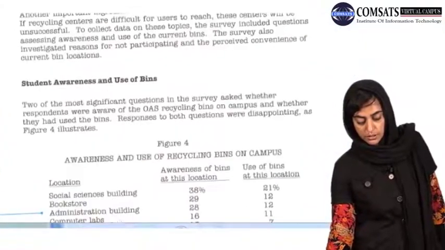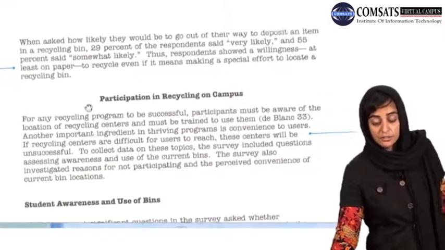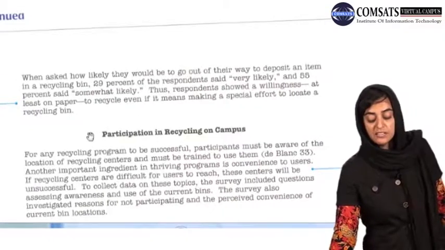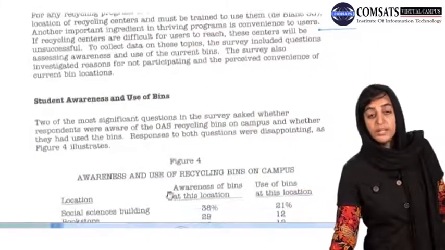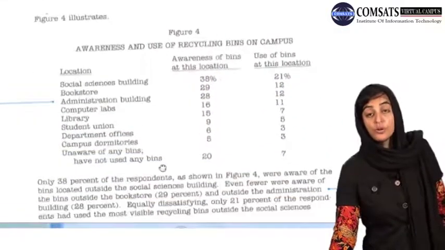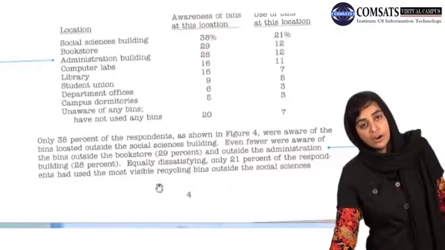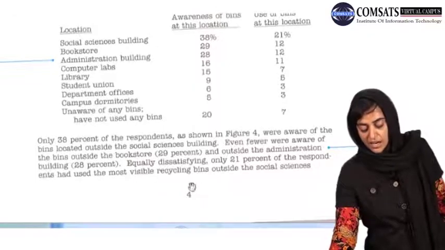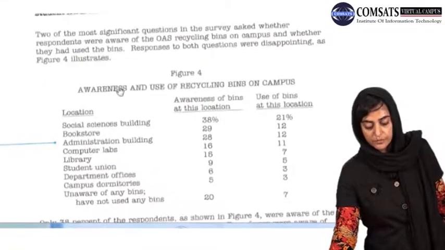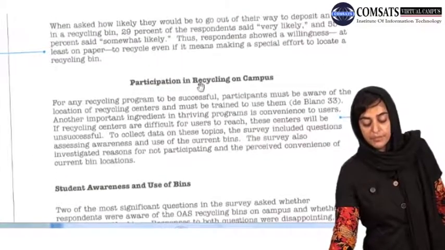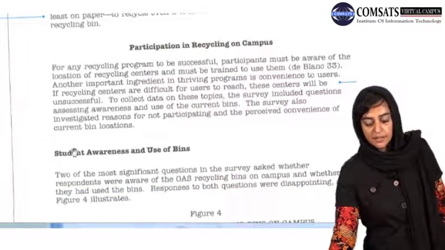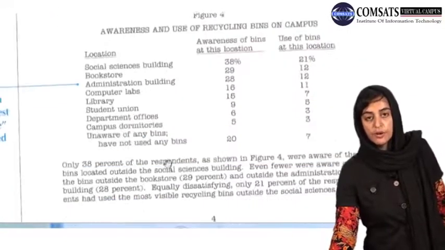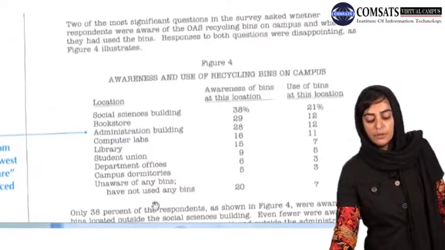Yes, dear students, the table of contents mentioned 2 more headings: participation in recycling on campus, and student awareness and use of bins. These 2 headings should be on page number 4 as per the directions given by the table of contents, and yes, these 2 headings are on page number 4. Have a look. Participation in recycling on campus and student awareness and use of bins is on page number 4 as mentioned in the table of contents.